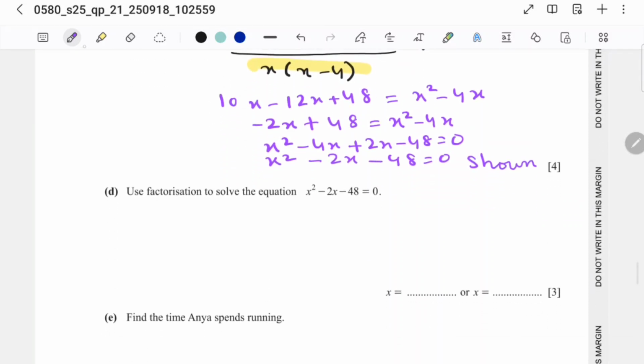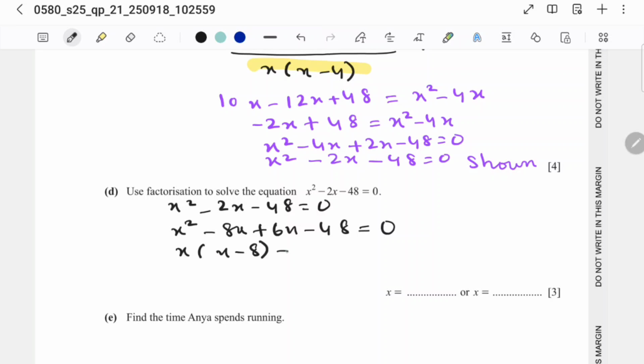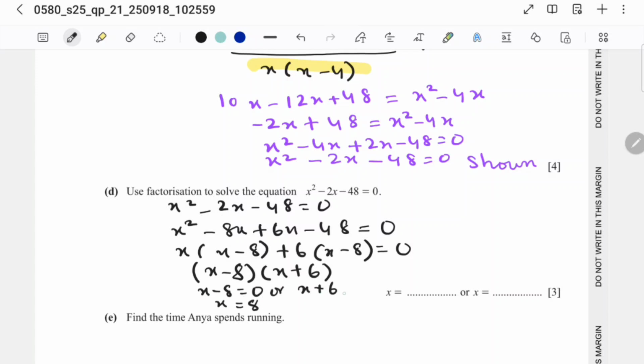Okay, this was a 4 marks question. Now we are moving to the next one: using factorization, solve it. 6 times 8 is 48, with a difference of 2. So x square minus 2x minus 48 is equal to 0. 8x plus 6x minus 48 is equal to 0. x common, x minus 8, plus 6 common, x minus 8, is equal to 0. So x minus 8 and x plus 6. x minus 8 is 0, then x is equal to 8, or x plus 6 is equal to 0, then x equals minus 6 and 8.